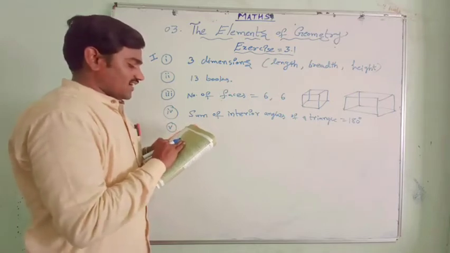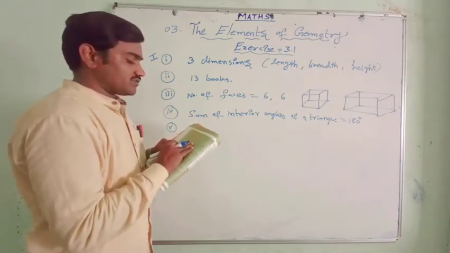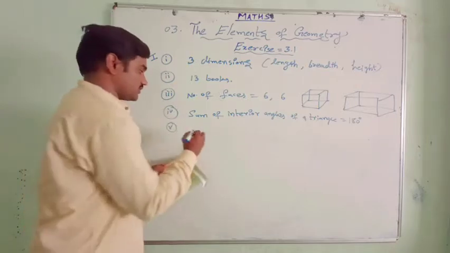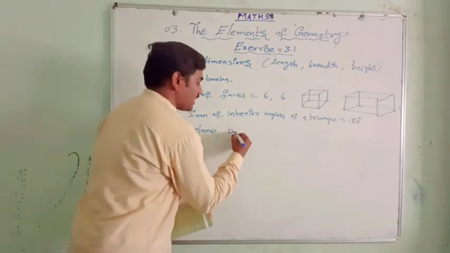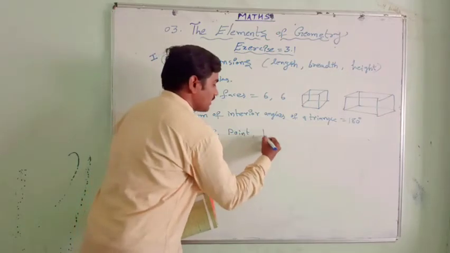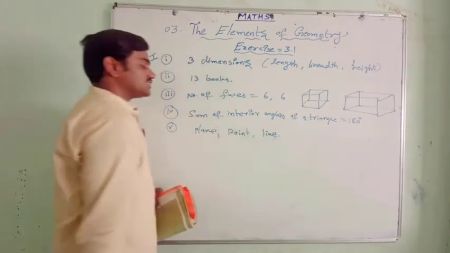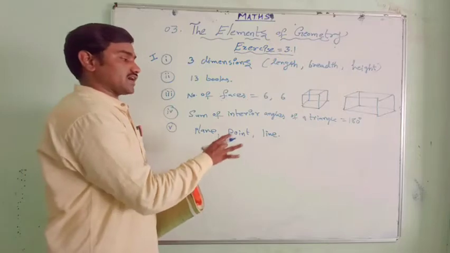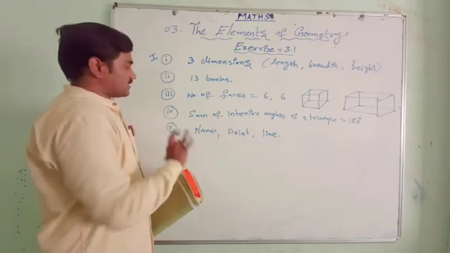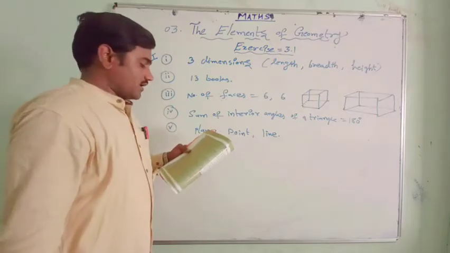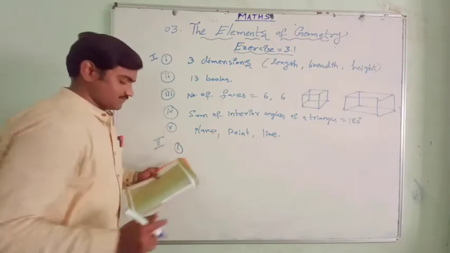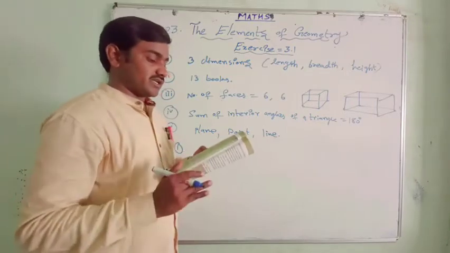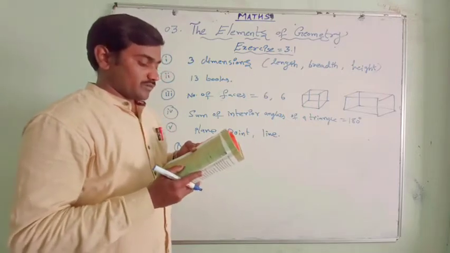And write 3 undefined terms of geometry according to Euclid, that is a plane, a point and a line. These are the 3 undefined terms according to Euclid. This is the first bit we have completed. Now we have to write the second bit, true or false. Let me read the statements, and you see which is true and which is false.